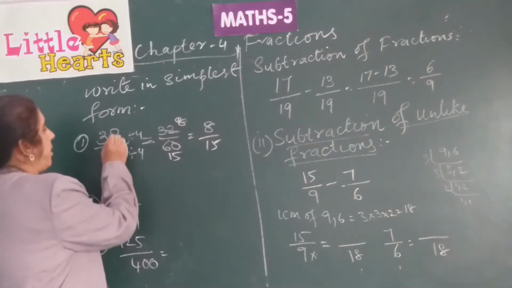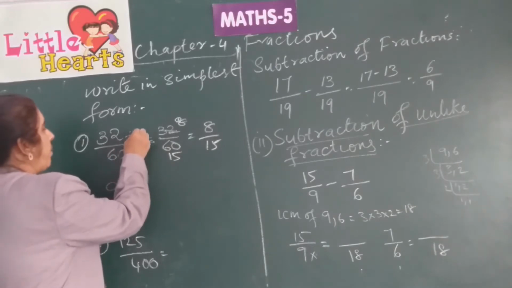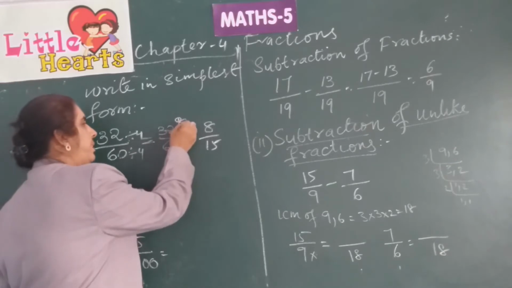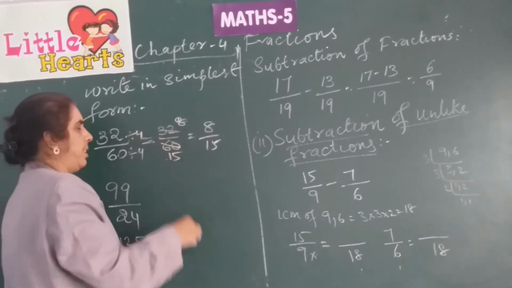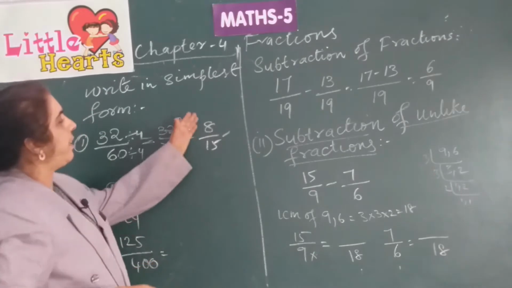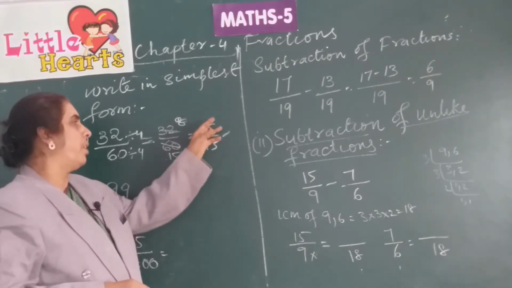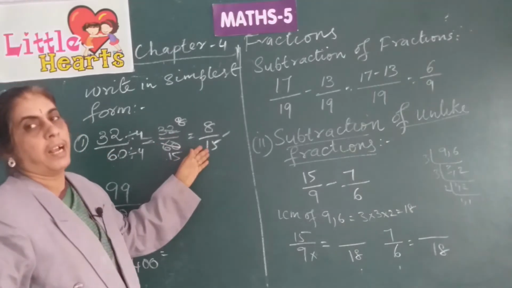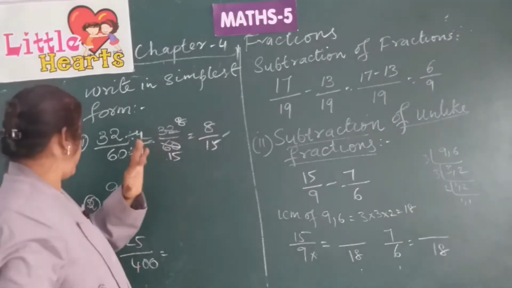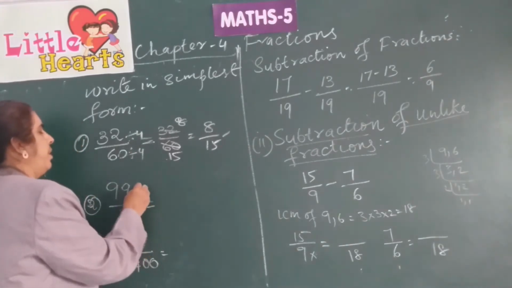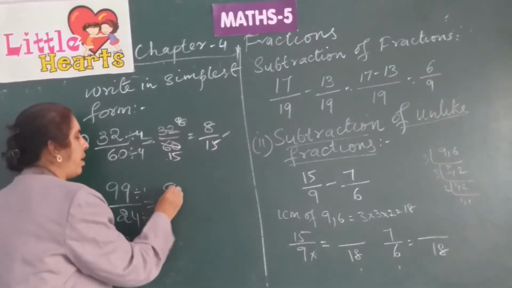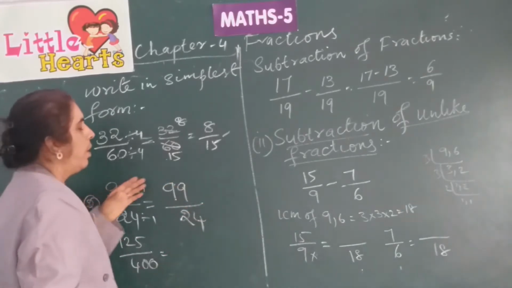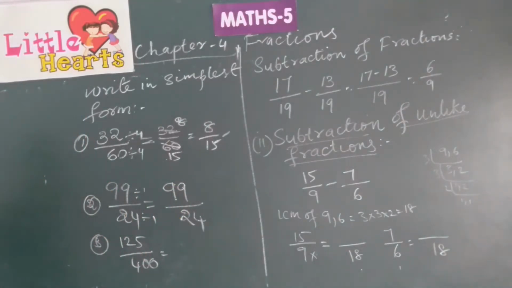32 divided by 4, 60 divided by 4. Cancel by 4. 4 8s are 32, 4 15s are 60. 8 by 15, it cannot be reduced into simplest form because they have only 1 as a common factor. They cannot get cancelled by any number other than 1. Similarly 99 by 4, there is no common factor other than 1. So, this is the standard form or simplest form for this fraction.